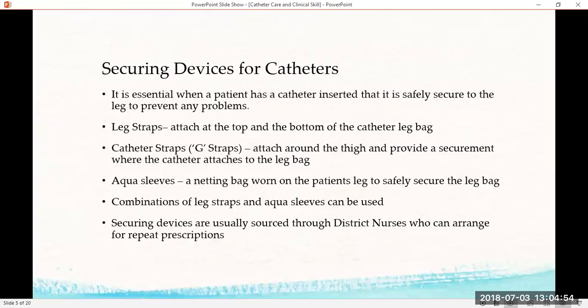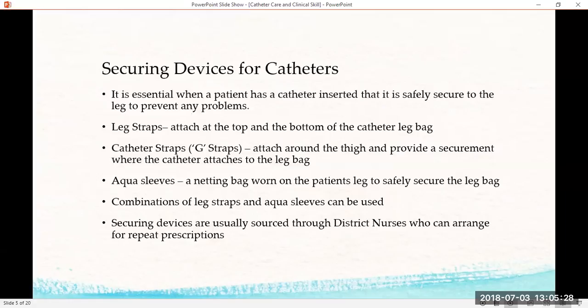So it's essential when patients have catheters in, they're safely secured to the leg, as this can aid in preventing any problems. So there's a variety of devices which can be used, and I'm sure you've possibly seen a variety being used within the setting of your patients. The most common ones that district nurses would be using would be the leg strap, so they attach at the top and the bottom of the catheter leg bag. You've got the catheter strap, or some people know it as a G-strap, and that attaches around the thigh and provides securement where the catheter attaches to the leg bag.